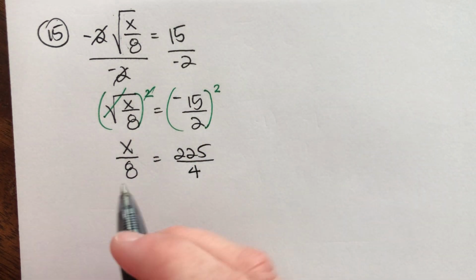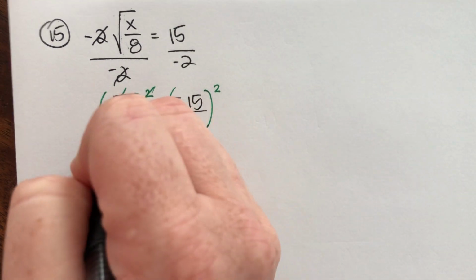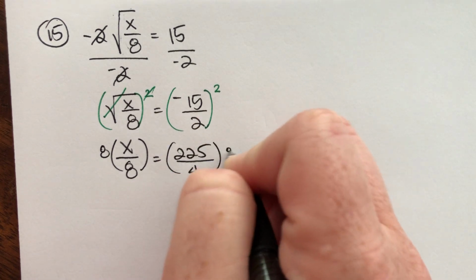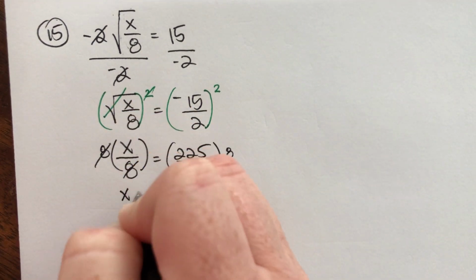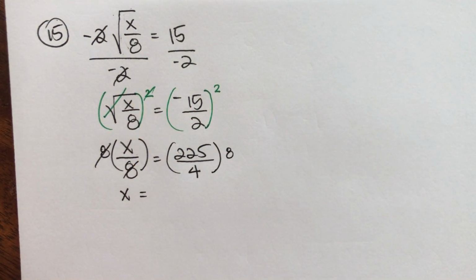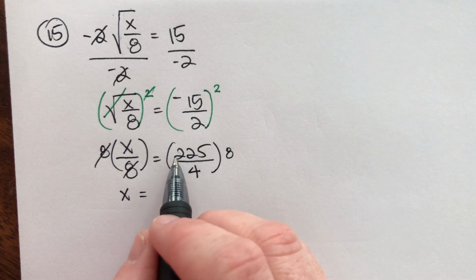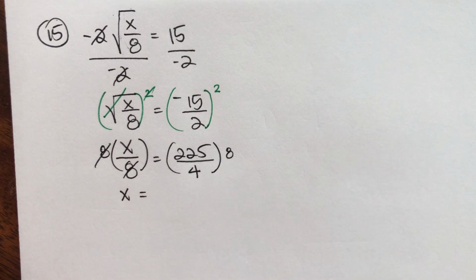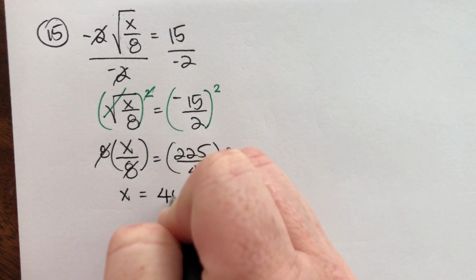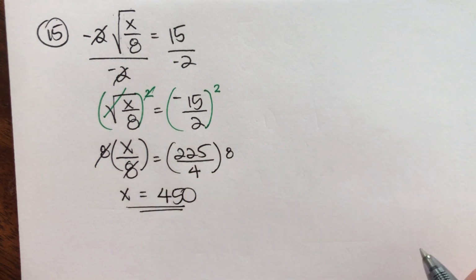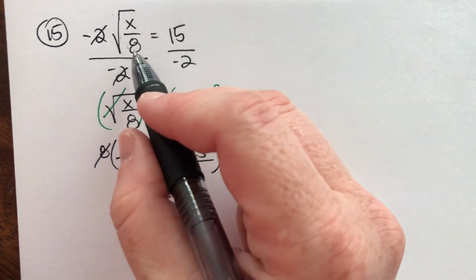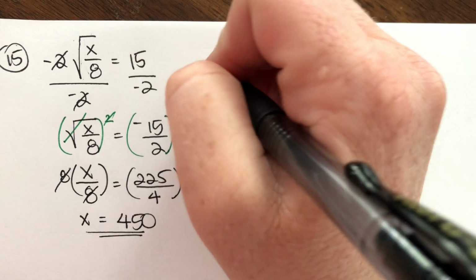And then I want to solve for x, so I'm going to multiply both sides by 8. These go away, and x equals... I only got one answer for this one. Interesting. X equals 225 times 2, which is 450. That's my only solution. So I want to go back, plug it in, and make sure it works.